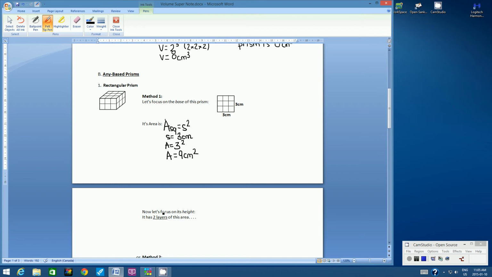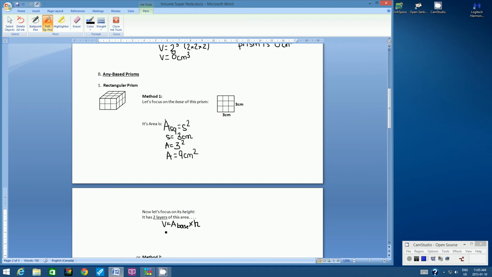There's a step 2 in using method 1. Let's focus on the height. This shape has 2 layers. If we imagine that this is one layer here, and then we have another layer stacked on top of it, that's very important to know. So we use our formula for method 1: volume equals area of the base times the height of the prism.